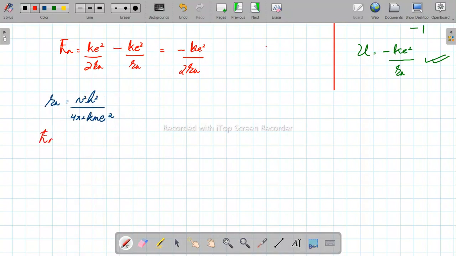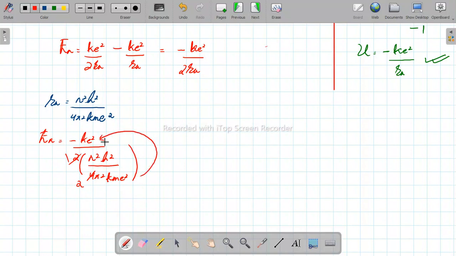We are going to place this r in this equation. This becomes En equals minus k e square over 2 times this radius, which is n square h square over 4 pi square k m e square. 2 ones are 2, 2 twos are 4. The numerator gets multiplied with the denominator, so we get minus k e square times 2 pi square k m e square, and then n square h square in the denominator.